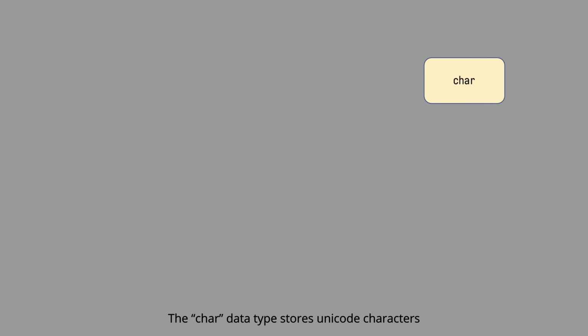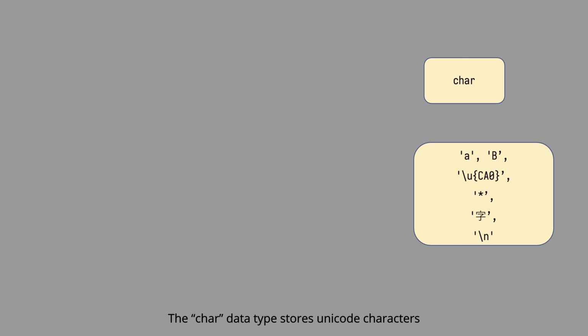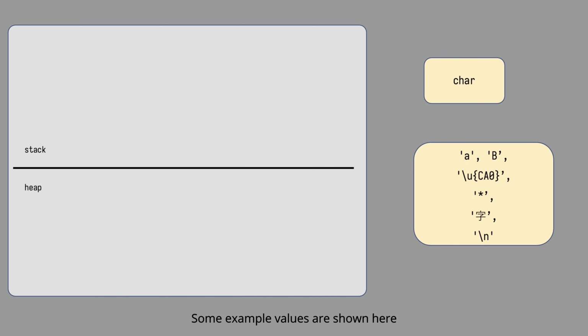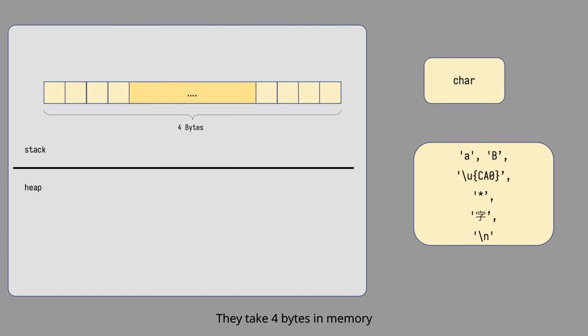The char data type stores Unicode characters. Some example values are shown here. They take 4 bytes in memory. They are also allocated on the stack.